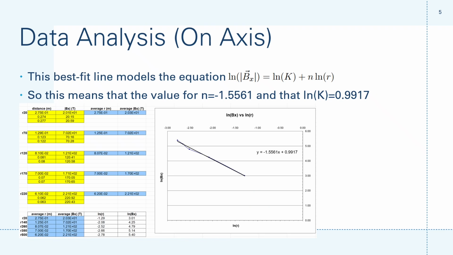So some data analysis for the on-axis part. This best fit line models the equation that we saw on the previous slides. Based off of that, we can determine that n is equal to minus 1.5561 and the ln of k equals 0.9917. And that's a picture of my data right there.